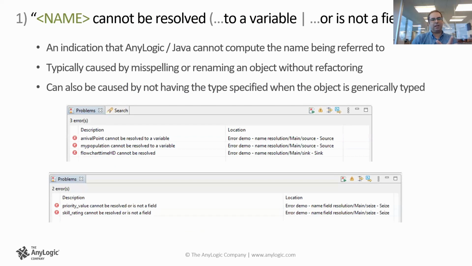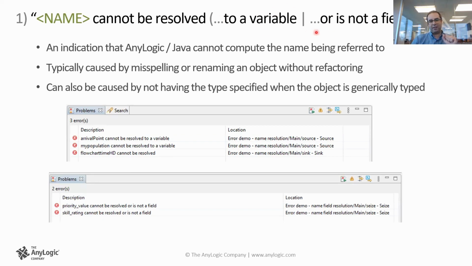So the first one is this pattern where it gives you some name, like what you see here, for example. If you look into this screenshot, it says arrival point cannot be resolved to a variable, or is not a field. And this is the other variety, or is not a field, or cannot be resolved. So the keyword here is cannot be resolved.